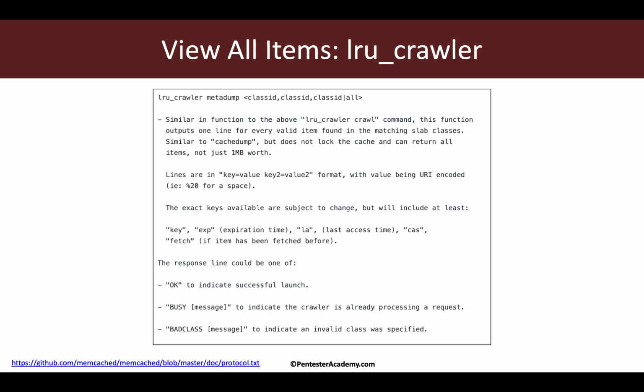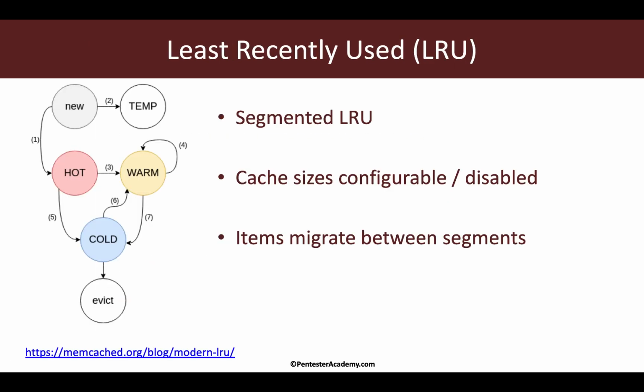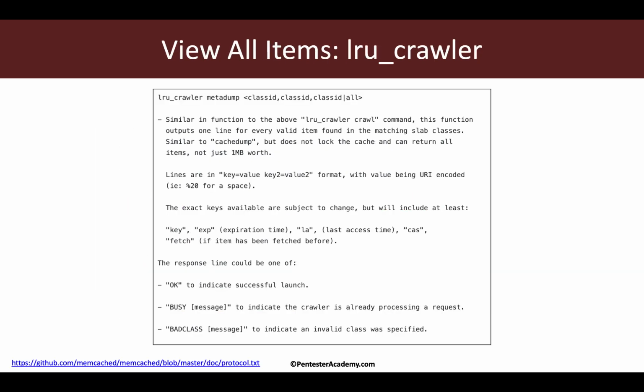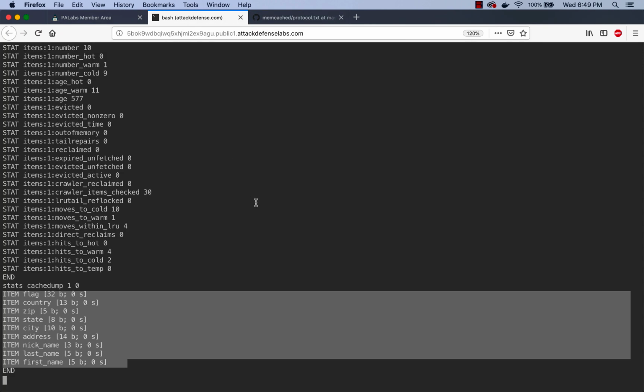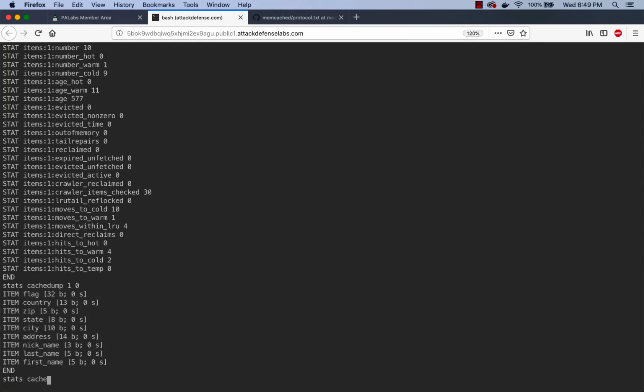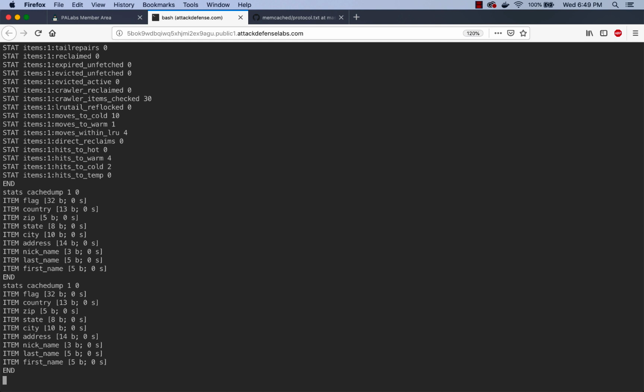What you'd find is that to navigate this LRU cache structure, we can actually use a command called LRU Crawler. And with that, if we use the option meta dump followed by the list of class IDs or all, then that ends up dumping all the details. So if we go back in here now and run stats cache dump 1 0 again, you'd notice password is still not there. And truth be told, if we wait long enough, password will once again transition from warm back to cold. So keep that in mind.